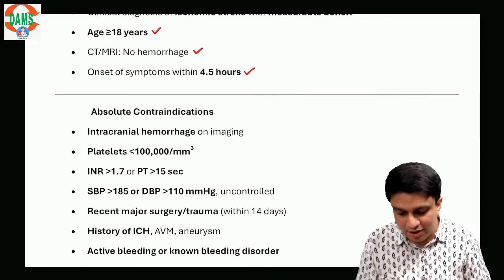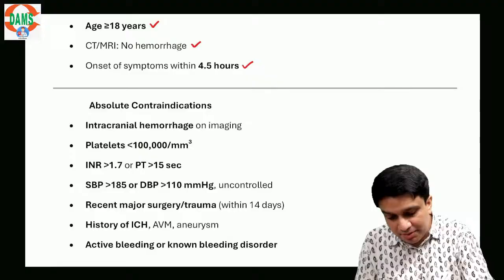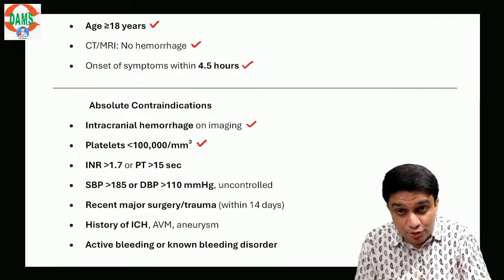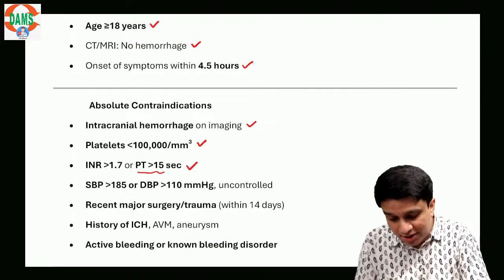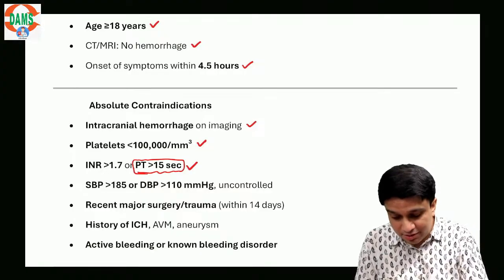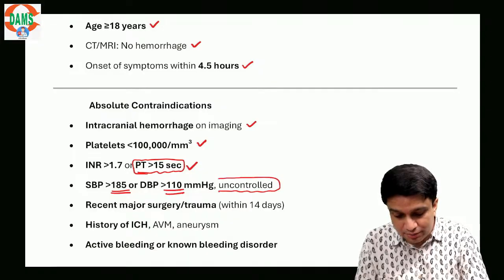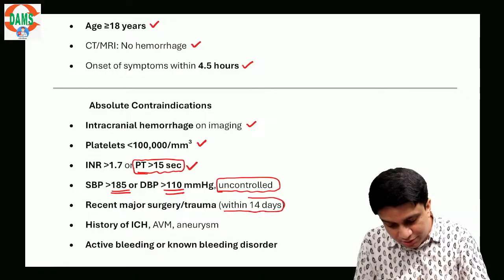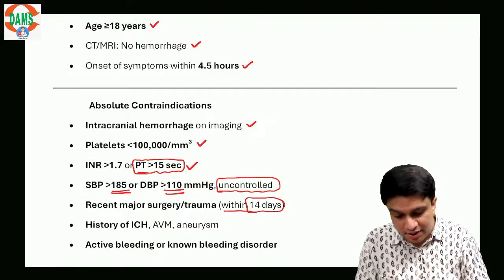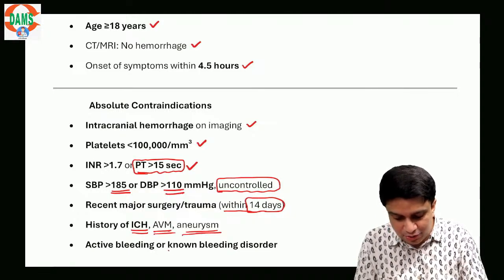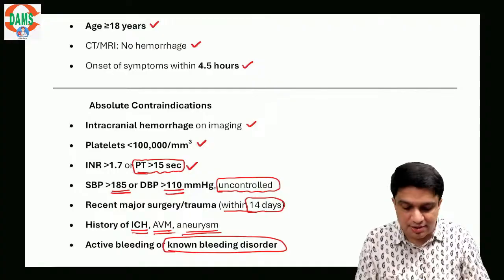What are the absolute contraindications? Intracranial hemorrhage on imaging, platelet count less than 1 lakh, INR more than 1.7, or prothrombin time more than 15 seconds. And please remember, systolic BP above 185, diastolic above 110, uncontrolled. Recent major surgery within 14 days, 2 weeks. Intracranial hypertension, AVM or aneurysm already there. Any active known bleeding disorder, that is bleeding diathesis.